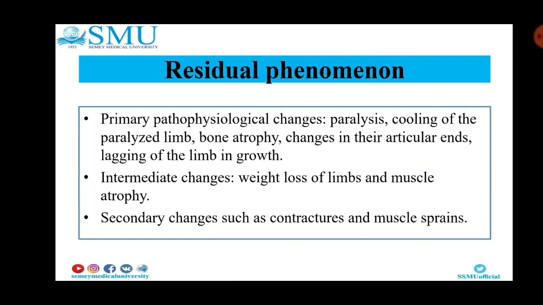Primary pathological changes: paralysis, cooling of the paralyzed limb, bone atrophy, changes in their articular ends, lagging of the limb in growth. Intermediate changes: weight loss of limbs and muscle atrophy. Secondary changes such as contractures and muscle sprains.